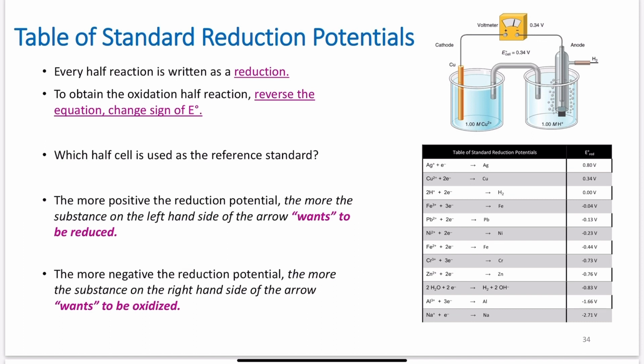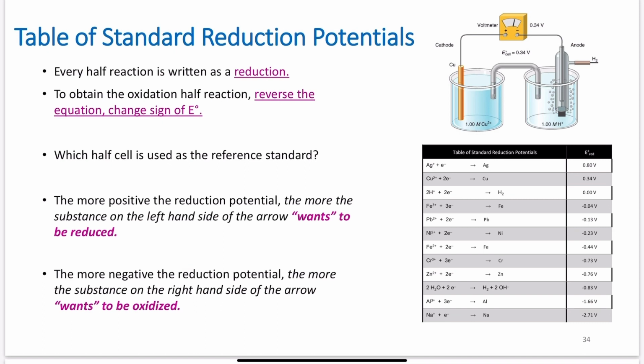To obtain the oxidation half reaction, we just reverse the equation. And that's what I've been doing in the examples above. That's why we saw copper flip back and forth between positive 0.34 volts to negative 0.34 volts, and then back to positive 0.34 volts. When I flip the reaction around, I flip the sign on the cell potential as well.